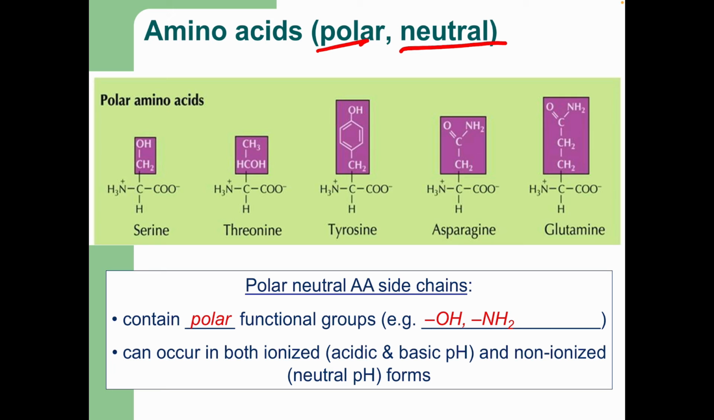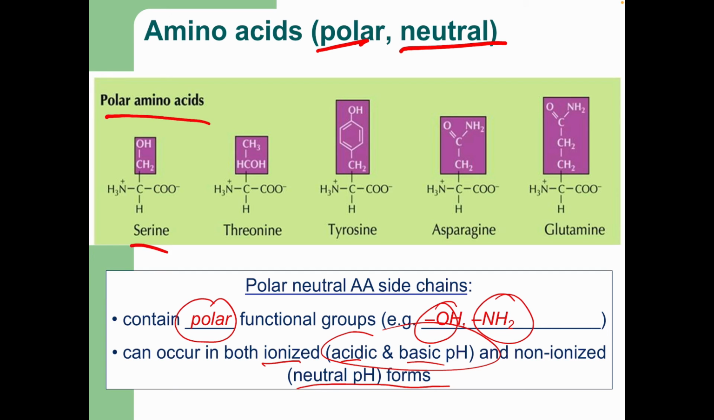So polar neutral amino acids contain polar functional groups, OH and NH2. These can occur in both ionized, both acidic and basic pHs, and non-ionized, i.e. neutral pH forms. So these can be in either the different pHs. What we can see here, our polar amino acids include serine, threonine, tyrosine, asparagine, and glutamine.